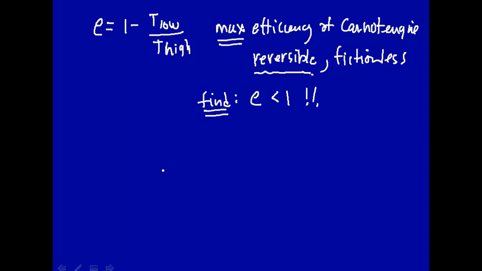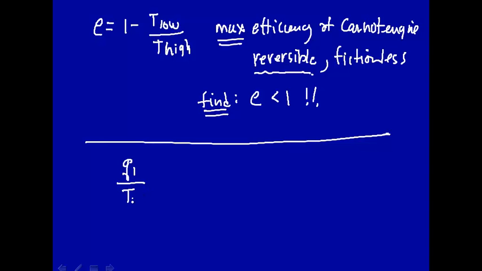Let's further say, just summarizing the previous lecture, that we had, for instance, heat transferred in from the high temperature reservoir divided by that temperature plus the heat transferred out of the engine divided by the low temperature reservoir, equal to 0. Which implies that some function called Q over T is a state function.